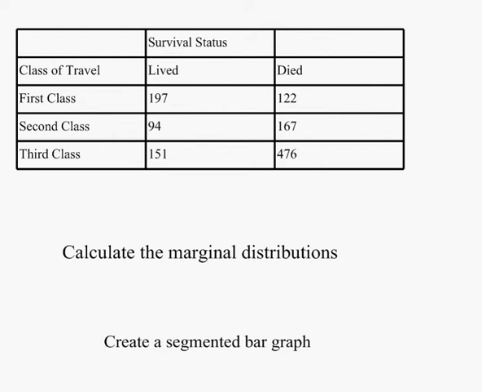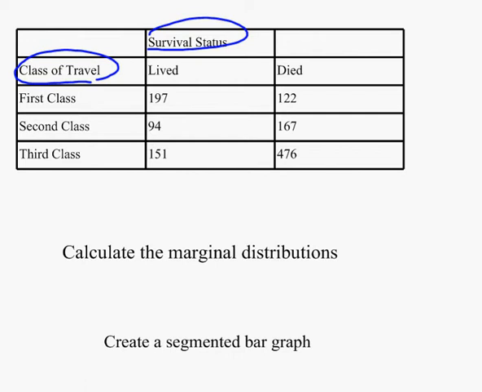What we have here is a table of information, and you can see on the top it says survival status, and along the side it says class of travel. Turns out these are our two categorical variables. So what we're going to do today is start to learn how to analyze two categorical variables and see how they're related to one another.